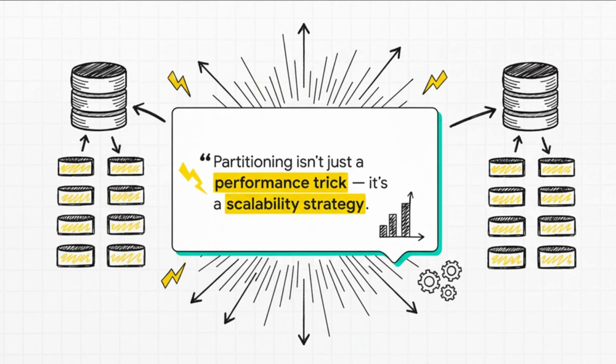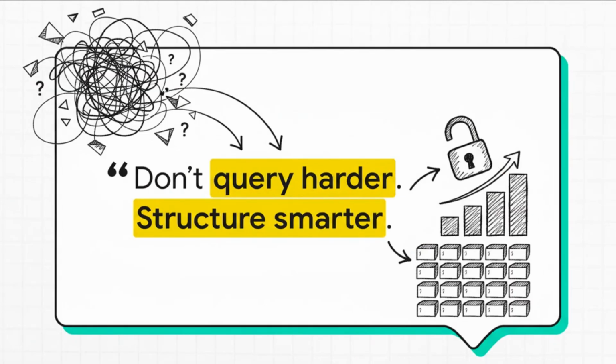It's the difference between an app that eventually chokes on its own data and one that's built to scale for years to come. And that, really, is the ultimate takeaway. Instead of spending all your time trying to tune complex queries to run against a giant messy table, change the structure of the table itself. If you think about how your data is stored and accessed right from the beginning, you can build systems that aren't just fast, they're fundamentally more scalable and easier to maintain. Don't query harder. Structure smarter.